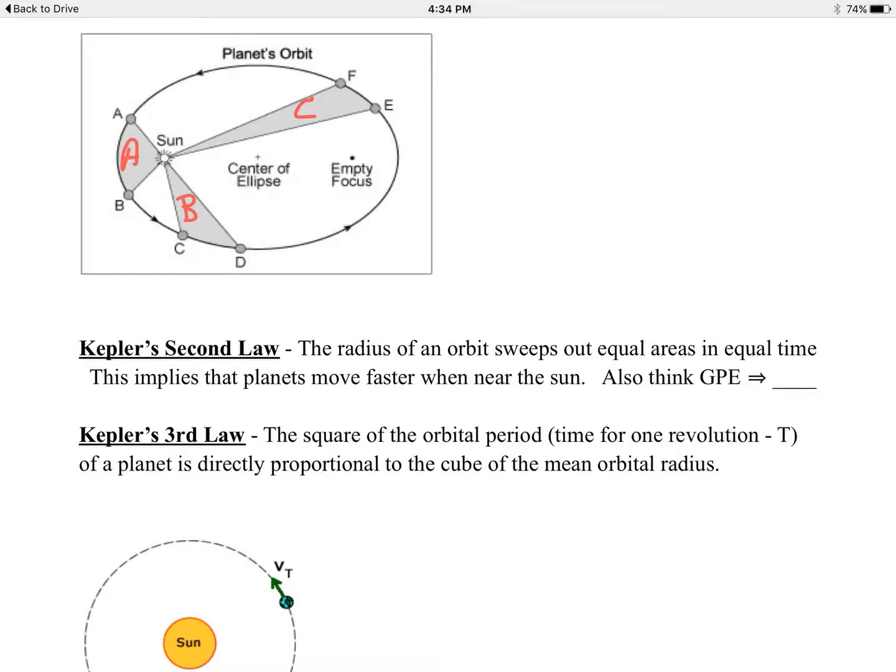Another thing that this implies is that as planets move around the sun, their velocity changes, kind of like a ball falling. Now, it's not falling straight down back to the Earth, but if you go from E to F back to A, if you're further away from the sun, you have a greater GPE relative to the sun. Your GPE is transferring into kinetic energy. That means when you're closer to the sun, the planets are moving faster. Other good examples of this are comets. They have highly elliptical orbits. Many of them do.